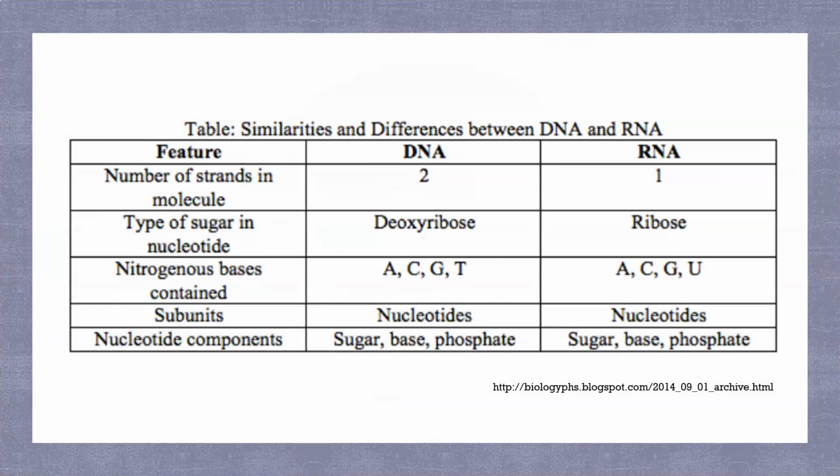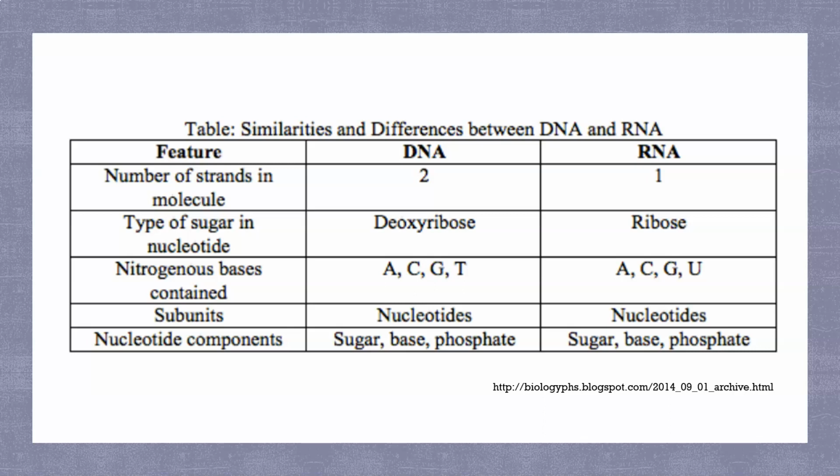Okay, this is in table form. So if we're comparing DNA to RNA, the number of strands in a molecule in DNA is 2, and in RNA is 1. The type of sugar in DNA is deoxyribose, and in RNA is ribose. Those nitrogenous bases, in DNA you've got adenine, cytosine, guanine, and thymine, but in RNA all the same, but you've not got thymine, you've got uracil.